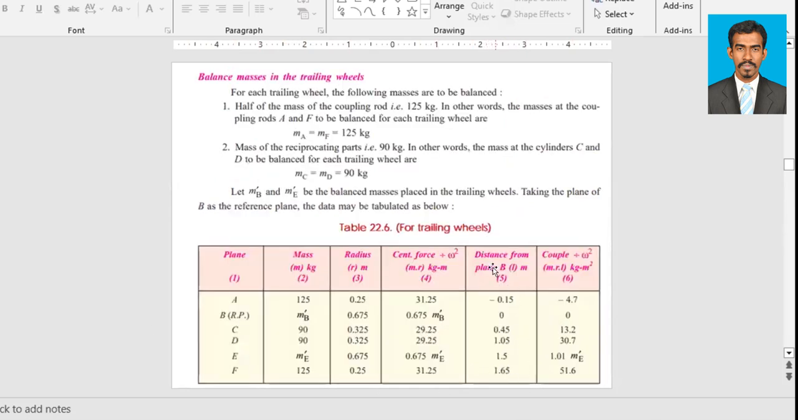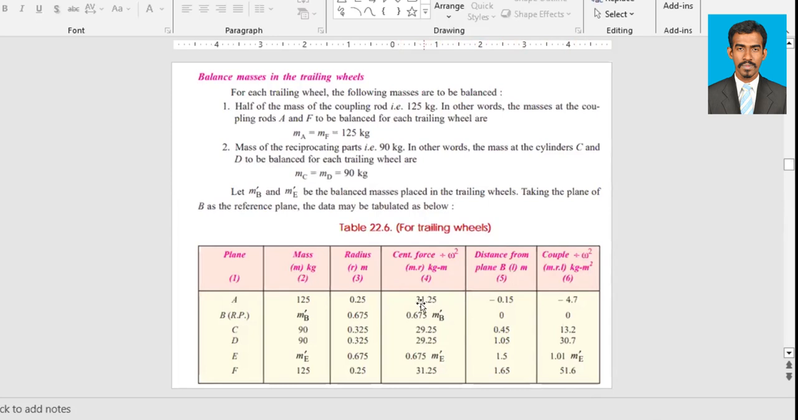So now we have all the lengths between the planes, and from this data we can extract the values for the couple polygon. How do you calculate the value for the couple? Force into distance. Here we have the force, here we have the distance, so multiplying them will give you the couple. Since we have divided the force by omega squared here, we will divide the couple also by omega squared.